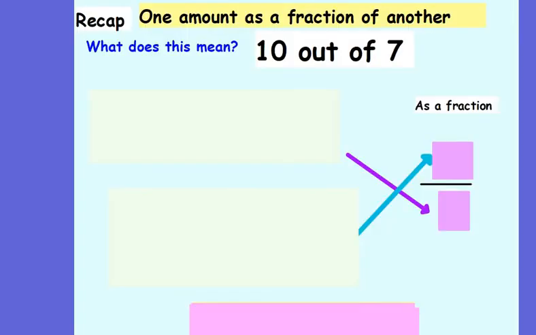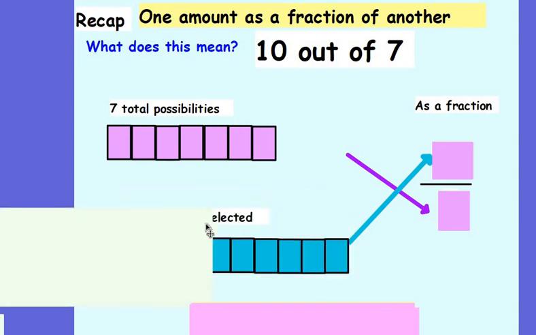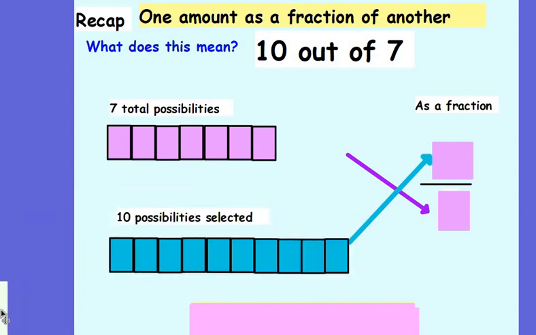Okay, so far we've looked at fractions that are less than 1. We were talking about 7 out of 10. Now I want us to look at what does 10 out of 7 mean? Well, 10 out of 7 means there are 7 total possibilities. And of those 7 total possibilities, we've selected 10 of them.